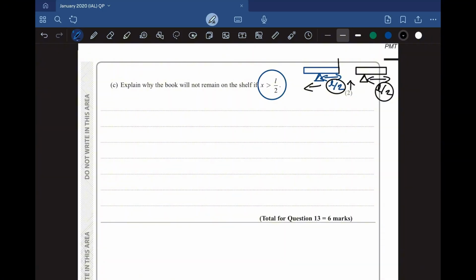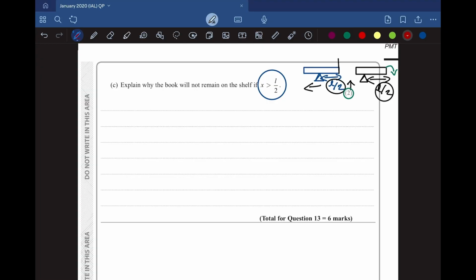So now there is a clockwise moment in this direction. As there is a clockwise moment in this direction, the book will not remain on the shelf, it will fall on the right hand side. So we can write it down like this. This is a 2 marks question, so you will have to write 2 lines for it.